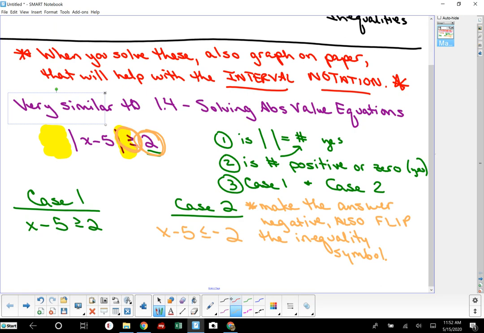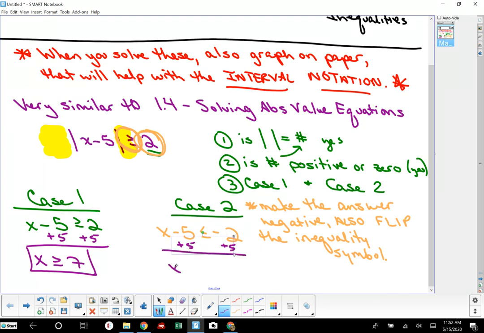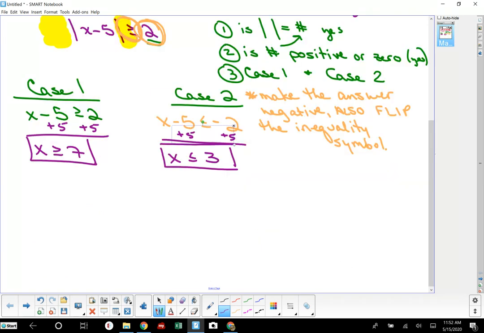Now we're going to go through and solve the way we did before. I'm going to add a 5, and I get x is greater than or equal to 7. That would be one of my answers. Add a 5, and x is going to be less than or equal to positive 3. All right, after that, I want you to make sure you graph these on your paper. Just draw a little graph. 3 is less than 7, right? So I'm going to put the 3 here and the 7 here.